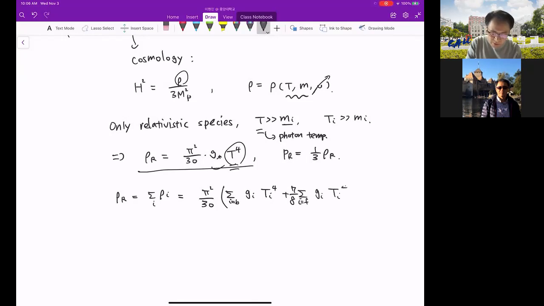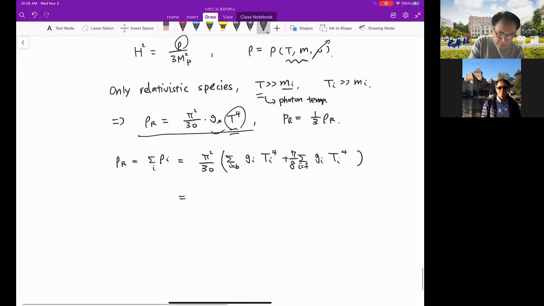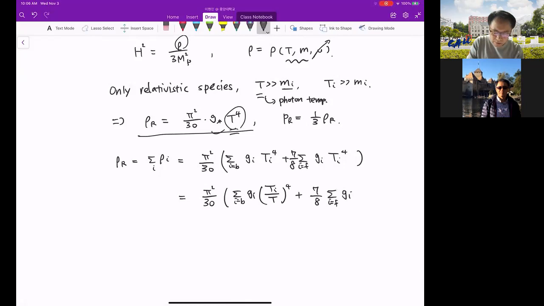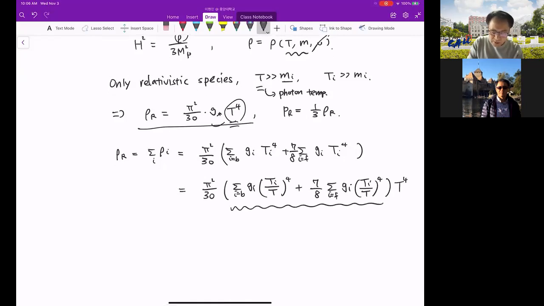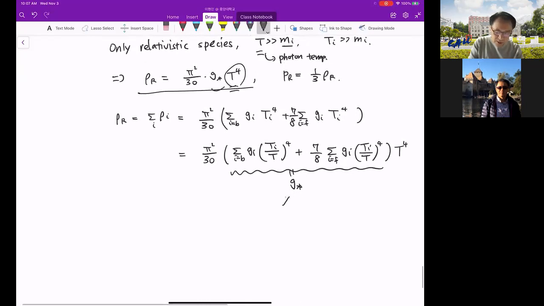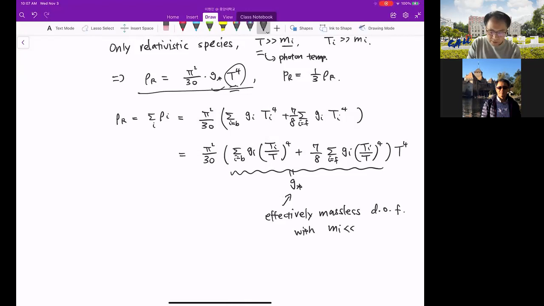So about this one, if we normalize this energy density by the photon temperature, then we get T_i over T to the fourth, 7/8, T_i over T to the fourth, and T to the fourth. From there, you can read out the coefficient of T to the fourth as g star. So this g star tells you how many degrees of freedom are relativistic species, effectively massless degrees of freedom with particle mass smaller than the temperature.